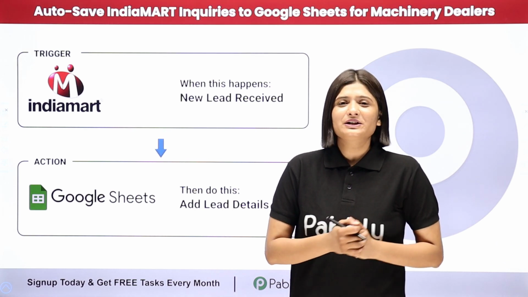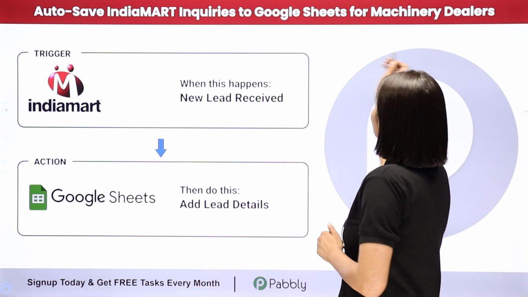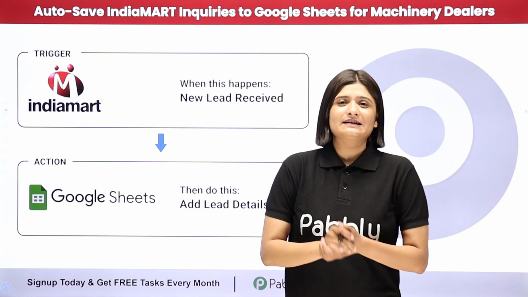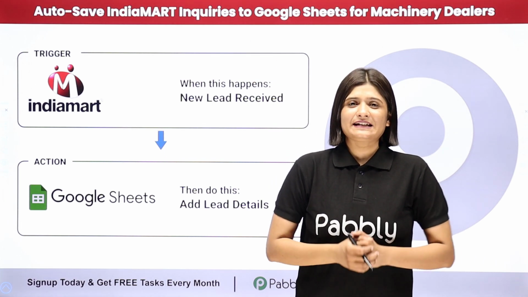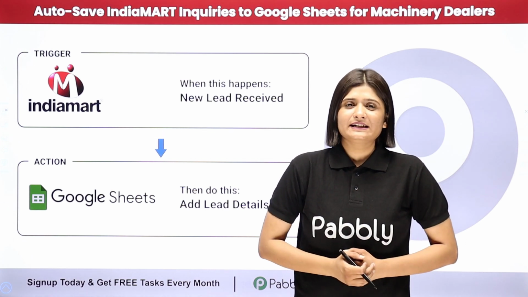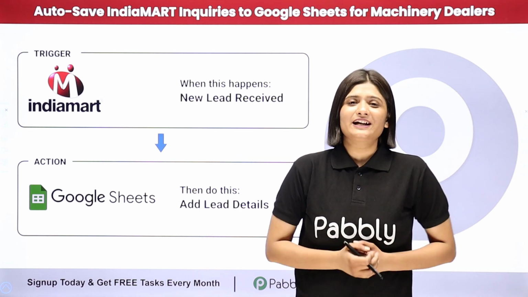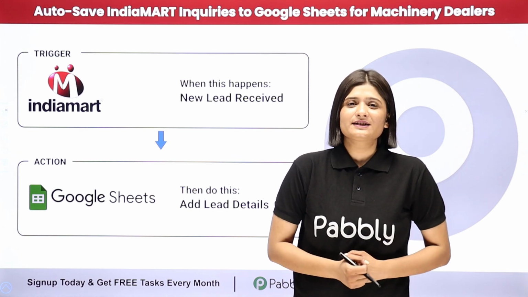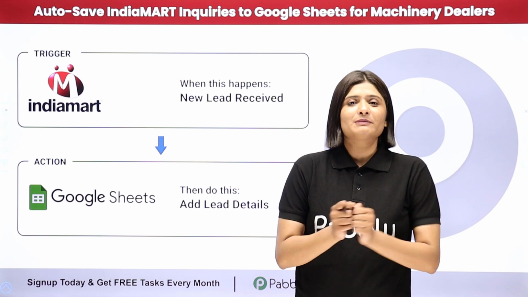In this video, we are going to learn how to autosave IndiaMart inquiries to Google Sheets for machinery dealers. So let's suppose I'm a machinery dealer and I'm receiving many inquiries on my IndiaMart. I was manually adding all the details and this was consuming a lot of my time, so I've completely automated this process. And to do this automation, I've used Pabbly Connect.